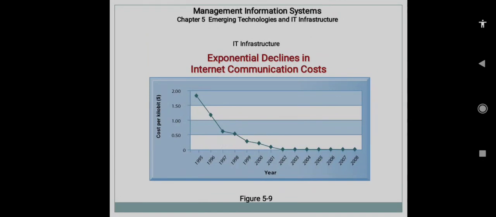Exponential declines in internet communication cost. One reason for the growth in the internet population is the rapid decline in internet connection and overall communication cost. The cost per kilobit of internet access has fallen exponentially since 1995. Digital subscriber line, or DSL, and cable modems now deliver a kilobit of communication for a retail price of less than 2 cents.